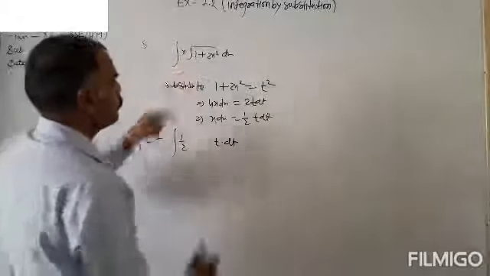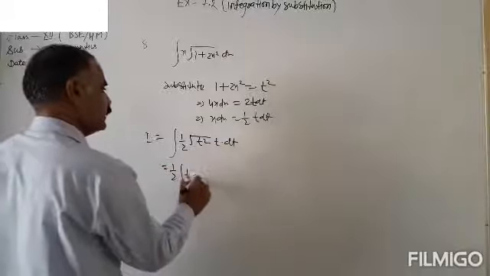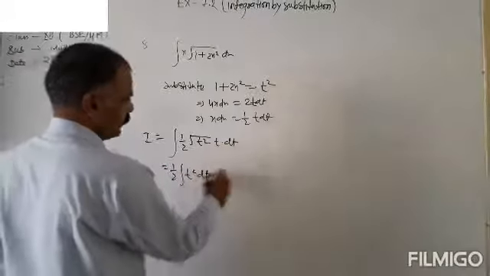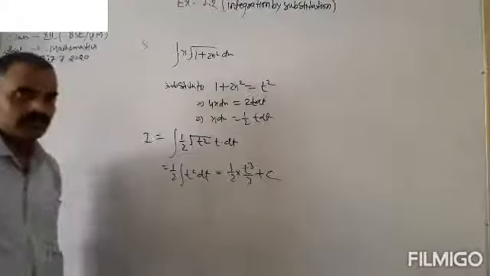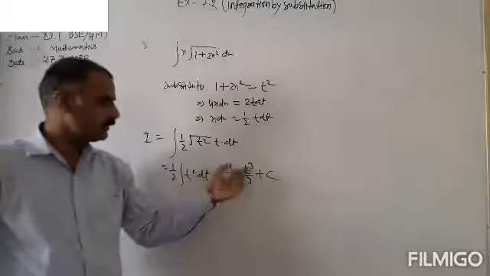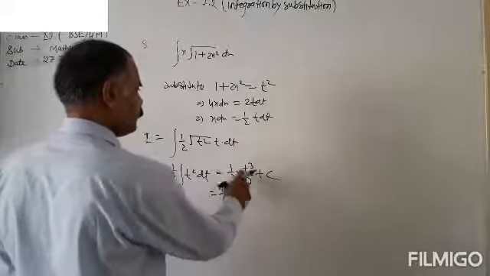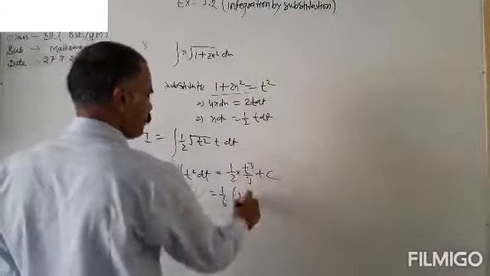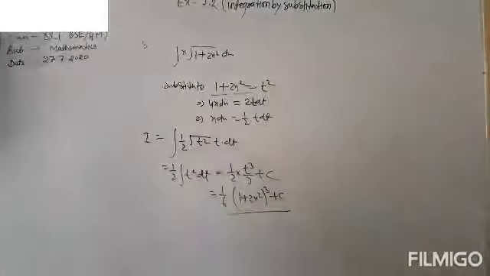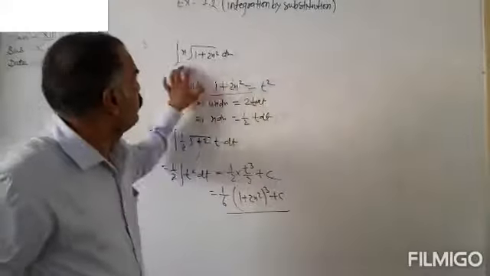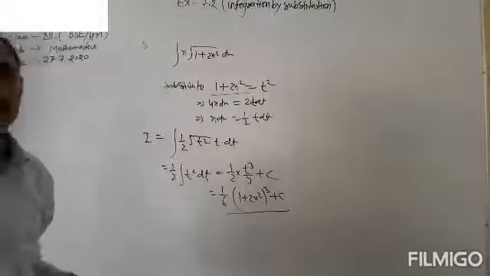And under root 1 plus 2x square means under root t square. So this is 1 by 2 integration t square dt, which equals 1 by 2 into t to the power 3 upon 3 plus c. Integration of t square is t to the power 3 upon 3 plus c. So this is equal to 1 by 6 t to the power 3, where t means 1 plus 2x square, to the power 3 by 2, plus c. This is the answer of this integration using the substitution method.